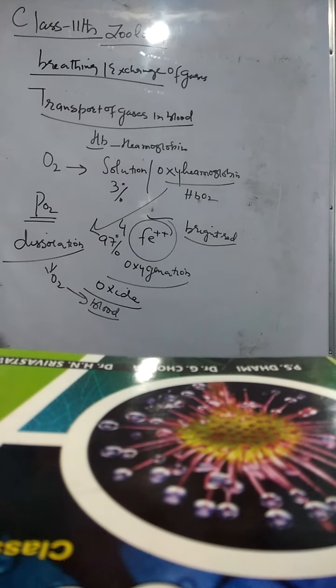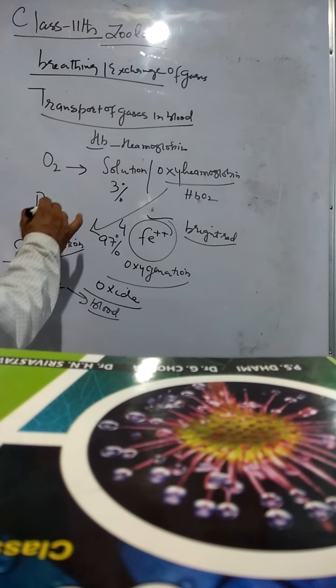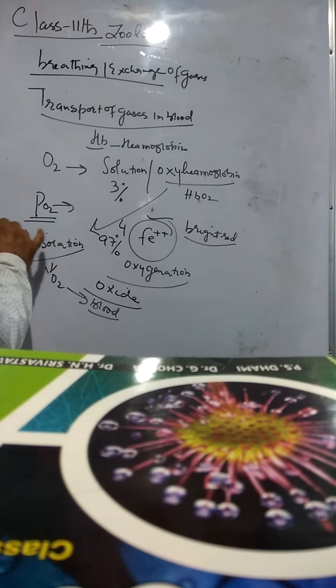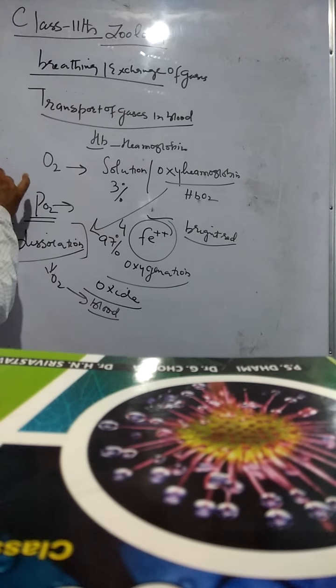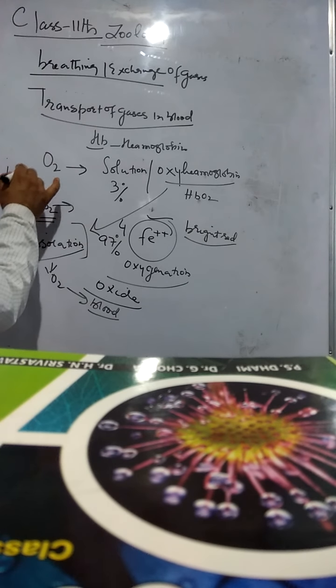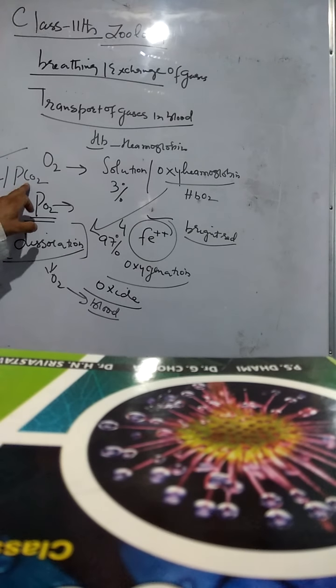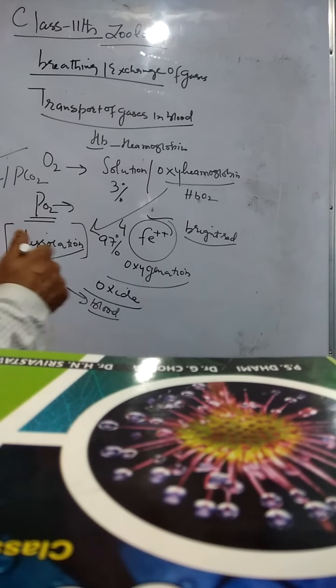This release of oxygen and the binding of oxygen, that means association and dissociation, is determined by the partial pressure of oxygen and the partial pressure of carbon dioxide. Where there is high partial pressure of oxygen and low partial pressure of carbon dioxide, oxygen combines with blood. Where there is low partial pressure of oxygen, as is present in the blood capillaries, the oxygen is released.